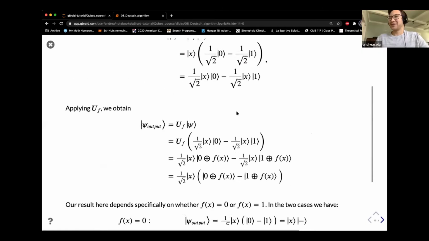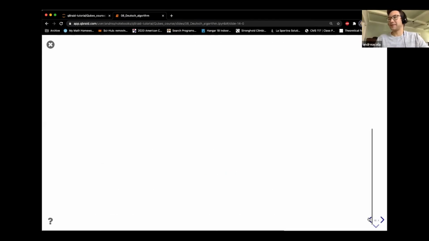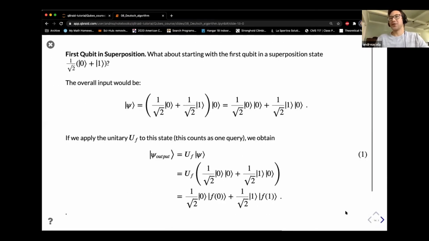Okay, so let me do a brief recap. So where were we? I'll go back a little bit. We are given this black box access to this function f. We want to determine if it's constant or balanced. Black box access to f is given to us in terms of this unitary U sub f.